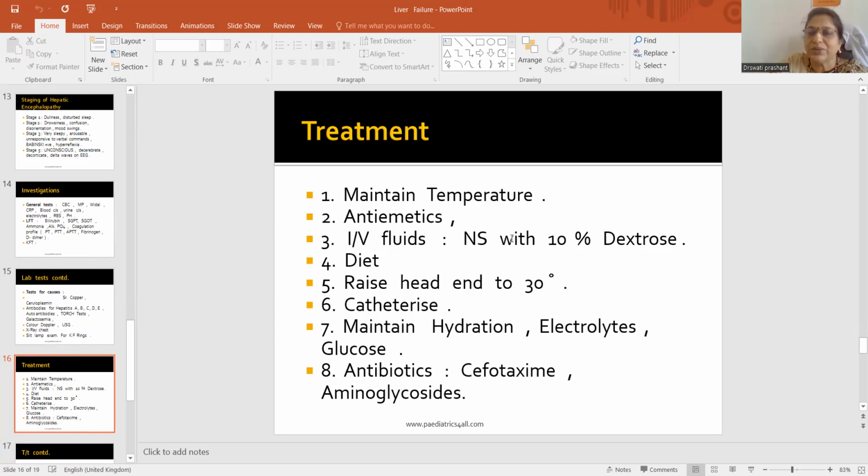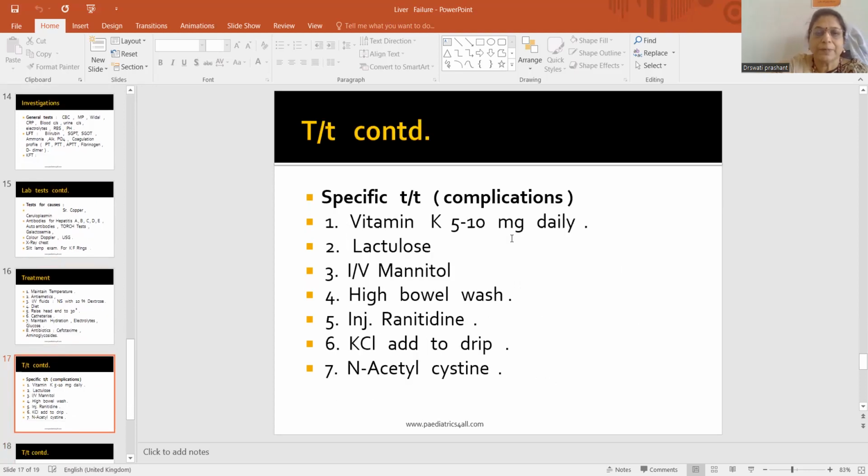Now, the general management in a case of liver failure: we have to maintain the temperature, give antiemetics, IV fluids to maintain the hydration and electrolytes and sugar levels, raise head end to 30 degrees, catheterize the patient, maintain hydration, electrolytes, and give antibiotics to avoid superadded infection.